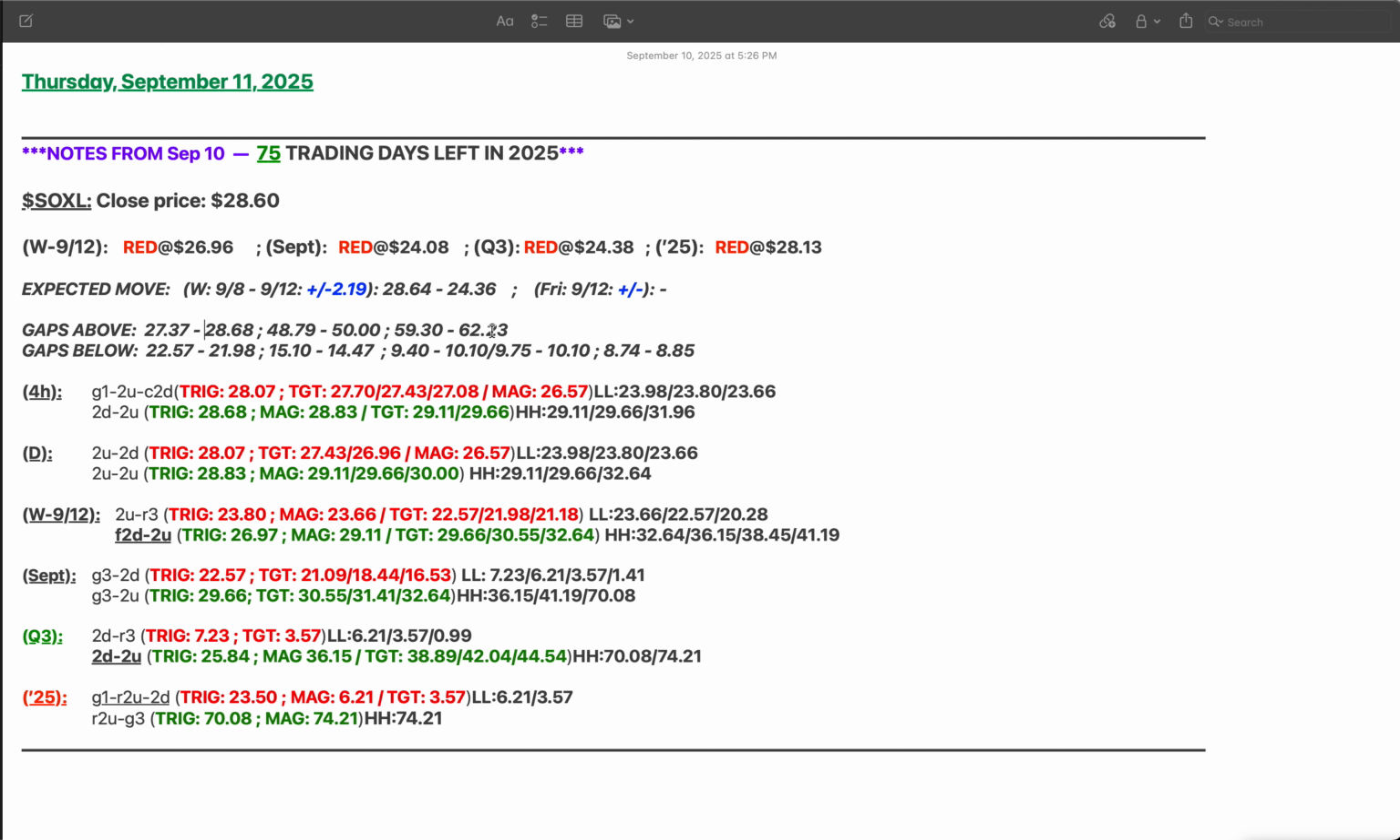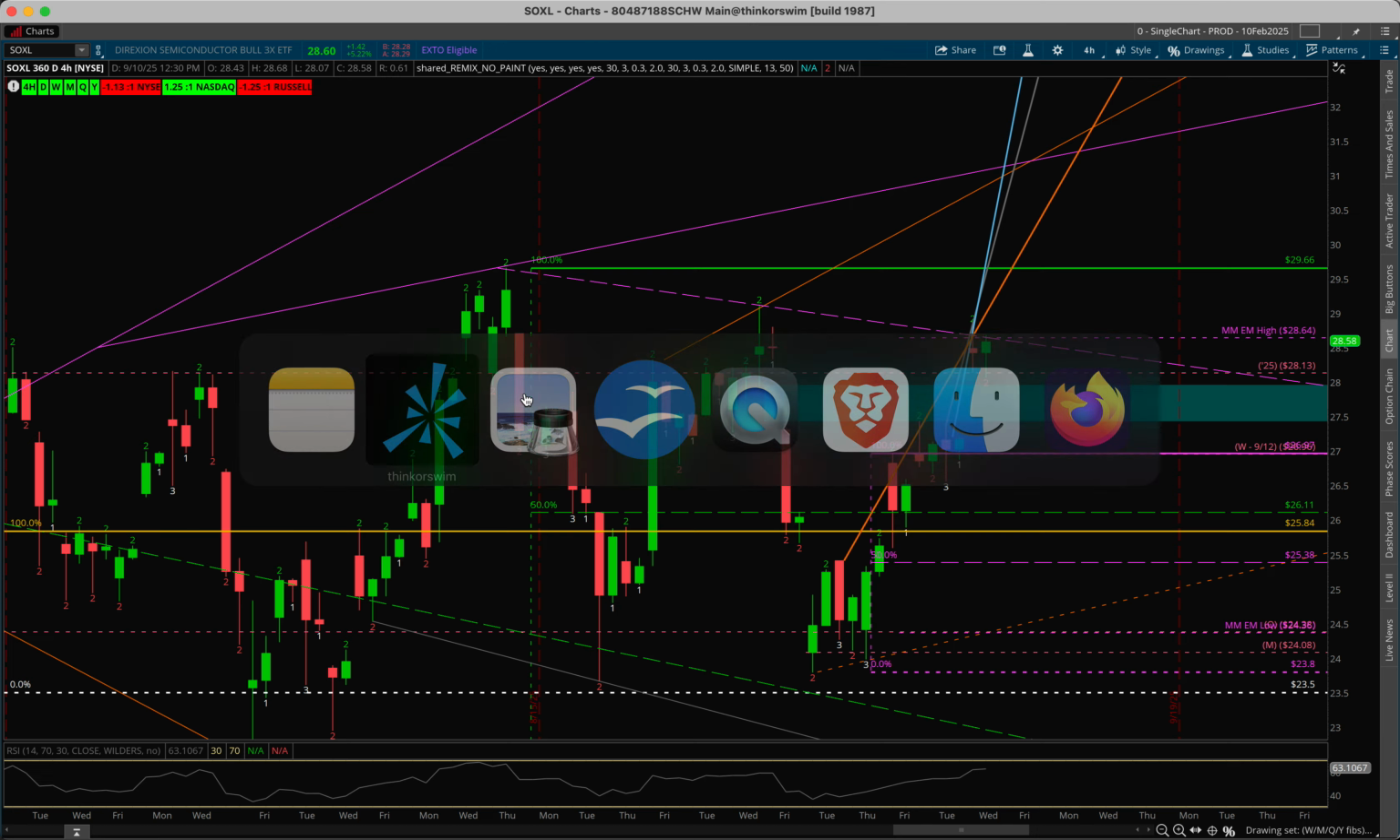And then of course we've got the gaps at the higher levels, and then we know what our gaps are to the downside. So we've looked at the upside. If we do go to trigger the 4-hour to the downside, we have that 1-2 up combo, 2 down, triggering at 28.07, targeting 27.70, 27.43, and 27.08 on the way to the magnitude of the 26.57. The reason why we put those targets in between the trigger and the magnitude is because number one, we're in an uptrend, and number two, that's a $1.50 move, which is a pretty high percentage move in SOXL.